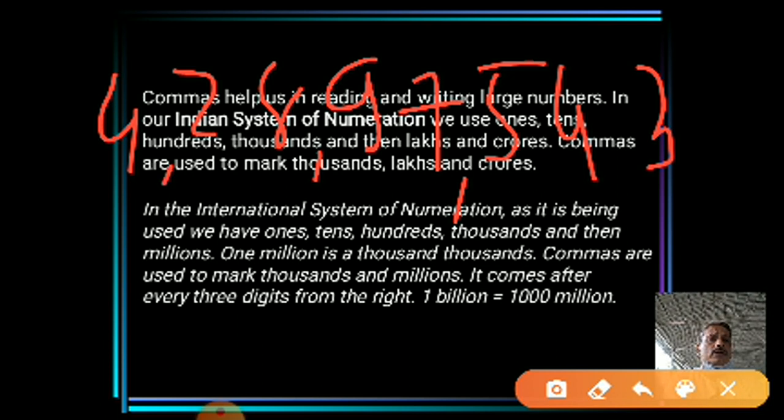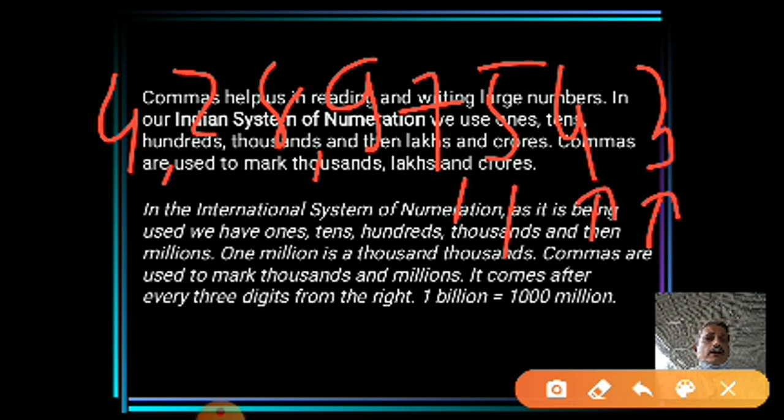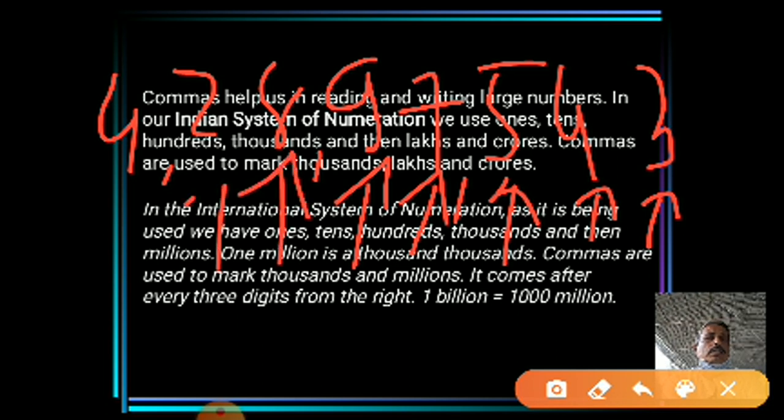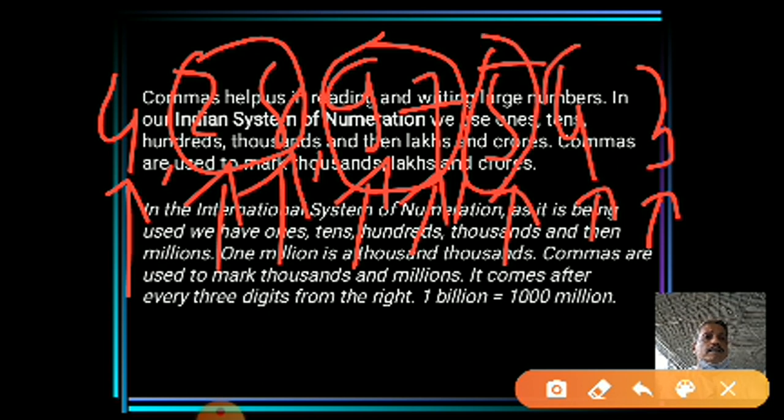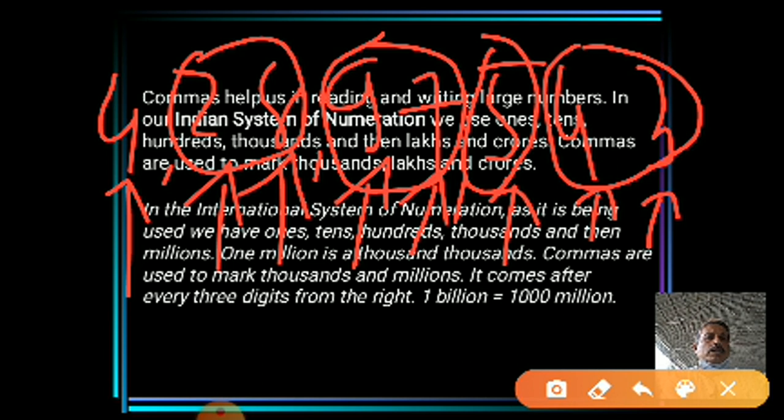So you can immediately read out: there is the ones place, tens place, hundreds place, thousands place, ten thousands place, lakh, ten lakh and crore. So you can say 4 crore 28 lakh 97,000. This number you have to read out as 543.